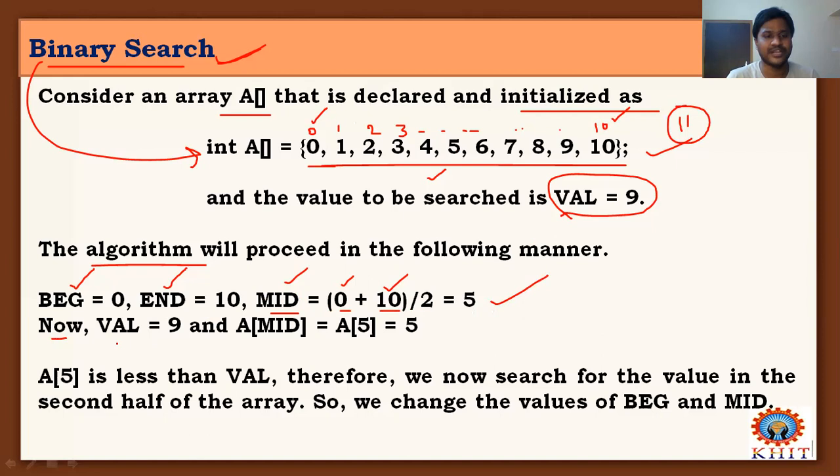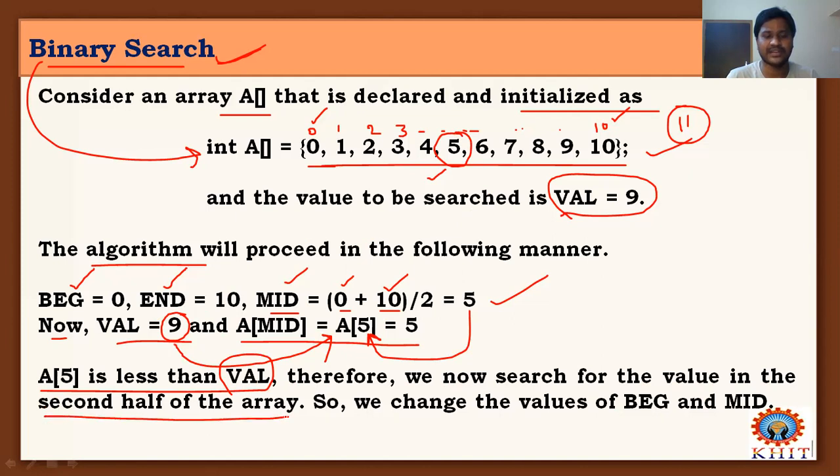So now I'm going to search for value 9, whether it exists in the array or not. I calculated this mid value and I pass this mid value as an index where I'm going to search for element 9. And 9 is compared with A of 5. A of 5 in the array is 5. Are 9 and 5 matched? No. So A of 5 is less than the search element value. Therefore, we now search for the value in the second half of the array.